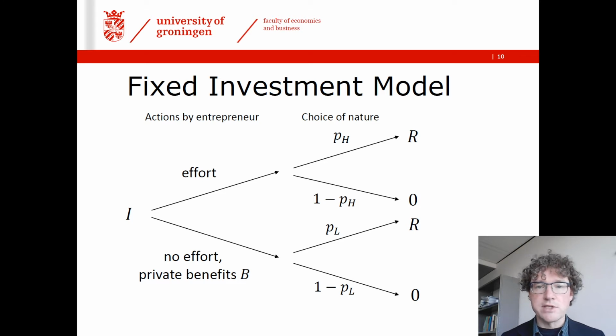If there is an effort choice, then this affects the probability of success in an advantageous way, so it becomes high, pH, whereas there still might be some probability of failure, which will be 1 minus pH. Whereas if this entrepreneur does not put in the effort, the probability of success will be low, pL, and there's of course a larger 1 minus pL probability of failure in the no effort mode of operations. So that was the fixed investment model that we studied already in the initial part of this course.